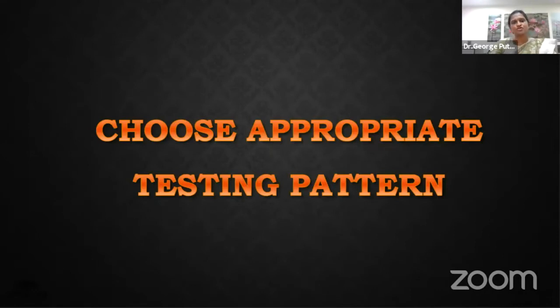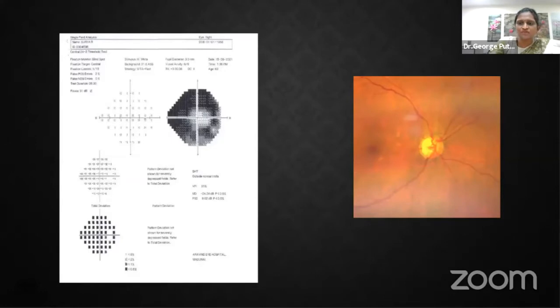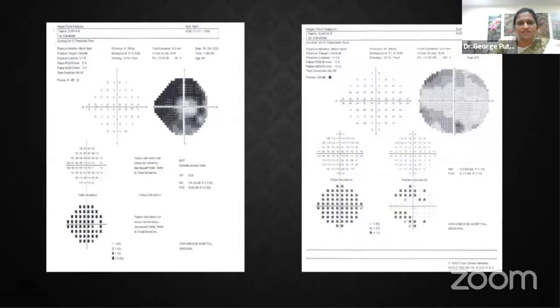So before testing, we should choose the appropriate testing pattern. Commonly used patterns in glaucoma are central 24-2, 10-2, and the macular program. So here is a patient with an advanced glaucoma where the visual field could not predict the pattern deviation in a 24-2 because of the generalized retinal sensitivity decrease. When the same patient underwent the 10-2, better retinal sensitivity was detected in the macular area. This helps us to judge for the treatment.